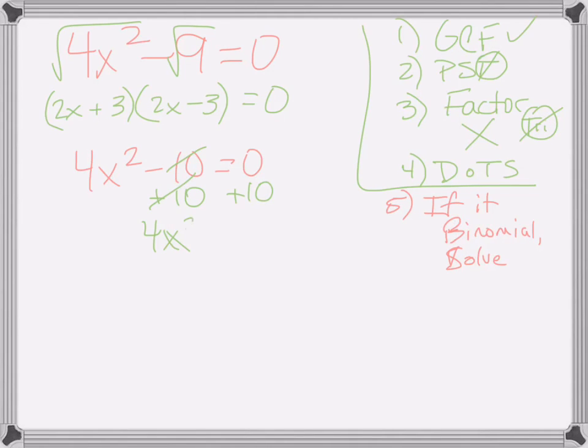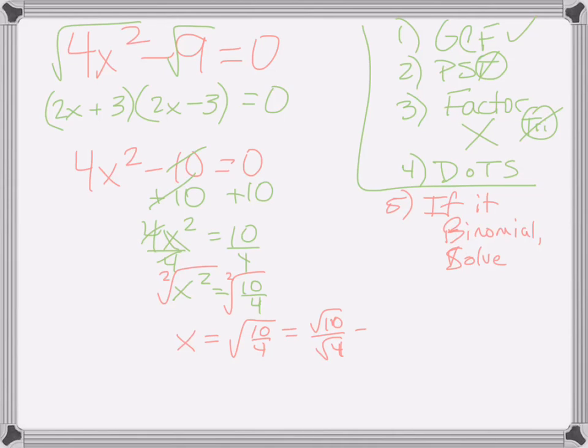4x squared equals 10, and then divide by 4. X squared equals 10 over 4. Okay. Then, how do we get rid of a square? The opposite of a square is a square root, or a second root. So if we do that, this is going to be x equals square root of 10 over 4, which, remember, could I write the square root of 10 over the square root of 4? I can, which would give me square root of 10, which is not a perfect square, but square root of 4 equals 2. Okay. So, if it's a binomial, we solve.